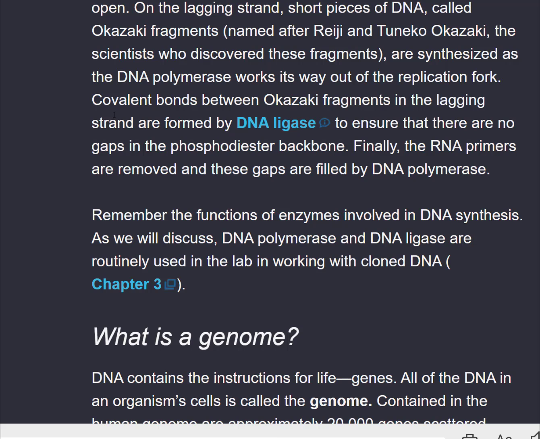DNA ligase is an enzyme that forms covalent bonds between incomplete or Okazaki fragments of DNA during DNA replication. It is routinely used for joining DNA fragments in recombinant DNA experiments.